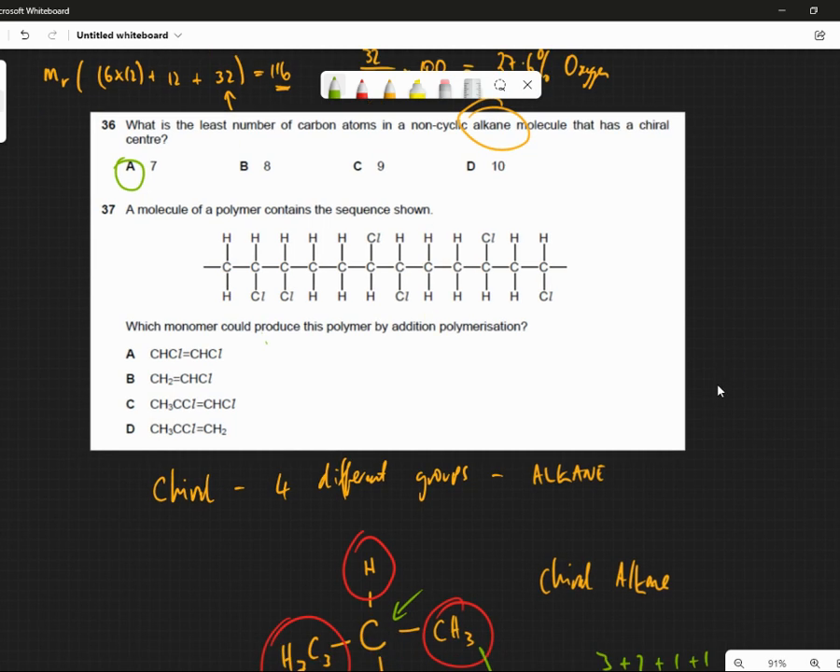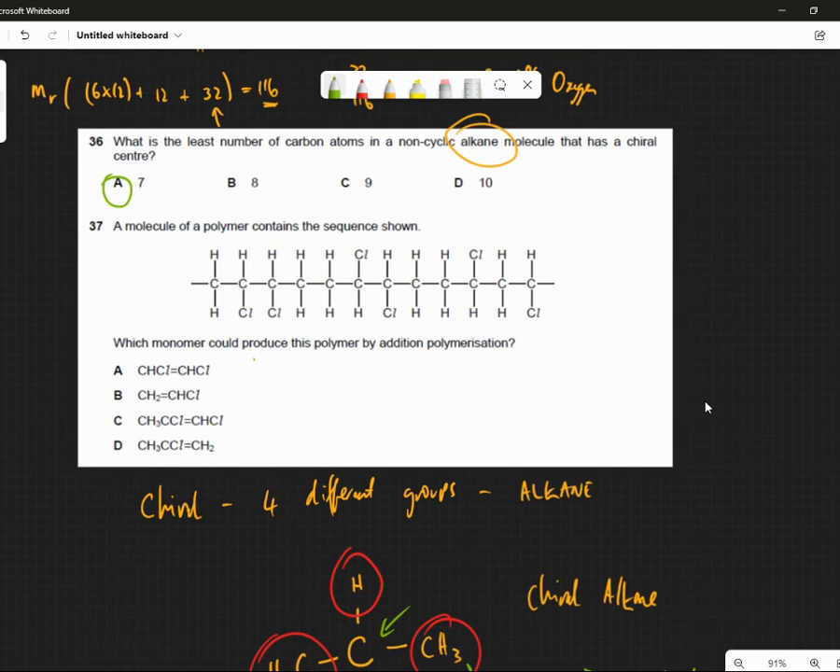A molecule of a polymer contains the sequence below. There it is. Oh, that looks a crazy one, doesn't it? Which monomer could produce this polymer by addition polymerization? Now, obviously, it's got to have chlorine in. So there's a group there.